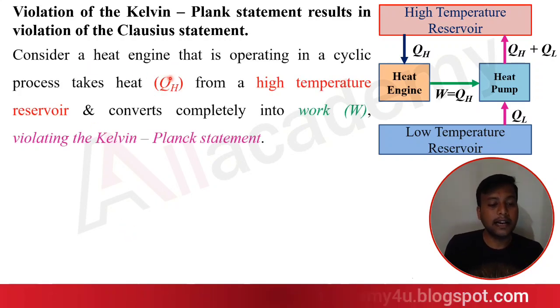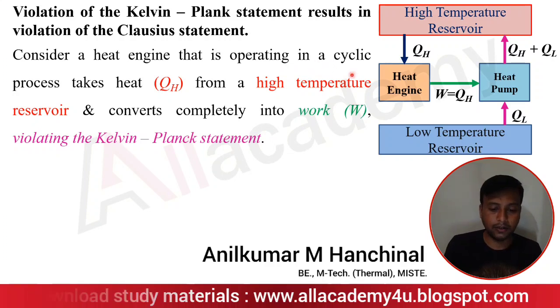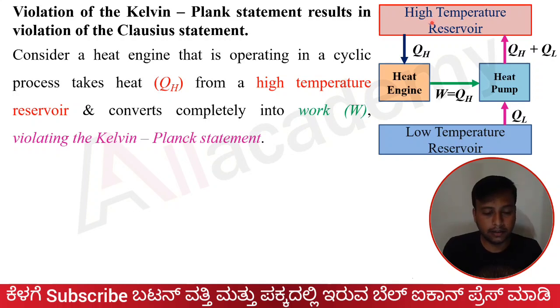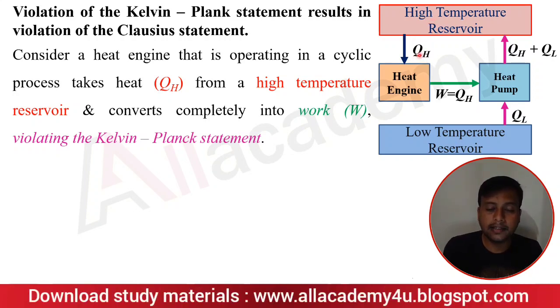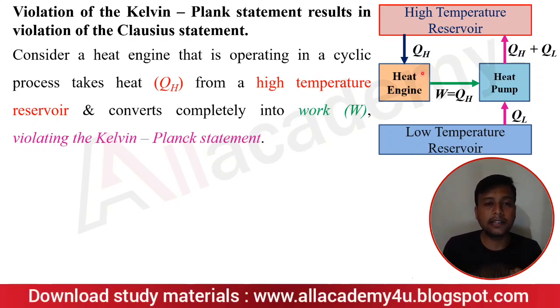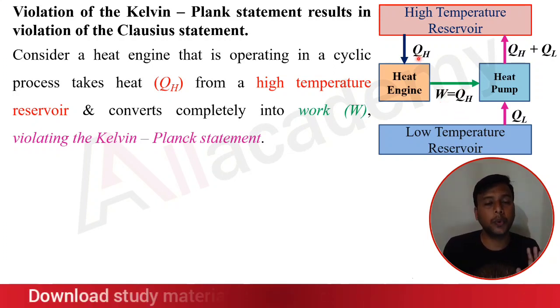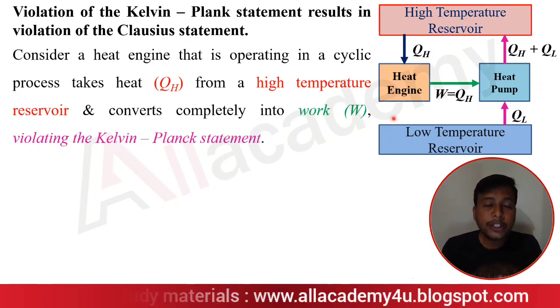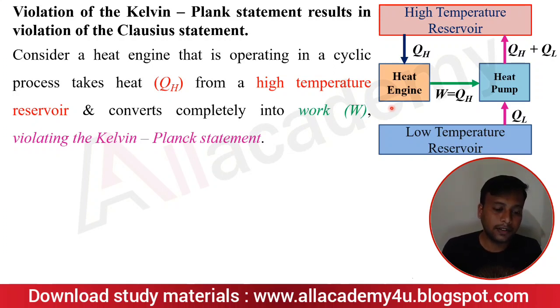Consider a heat engine operating in a cycle, as I am showing here. It takes heat QH from the heat reservoir, which is at a higher temperature. We know that the heat reservoir is always at a higher temperature. It converts all the heat energy taken into complete useful work, as shown: the work done is equal to QH, the amount of heat absorbed from the heat source. Complete conversion of heat into work violates the Kelvin-Planck statement.